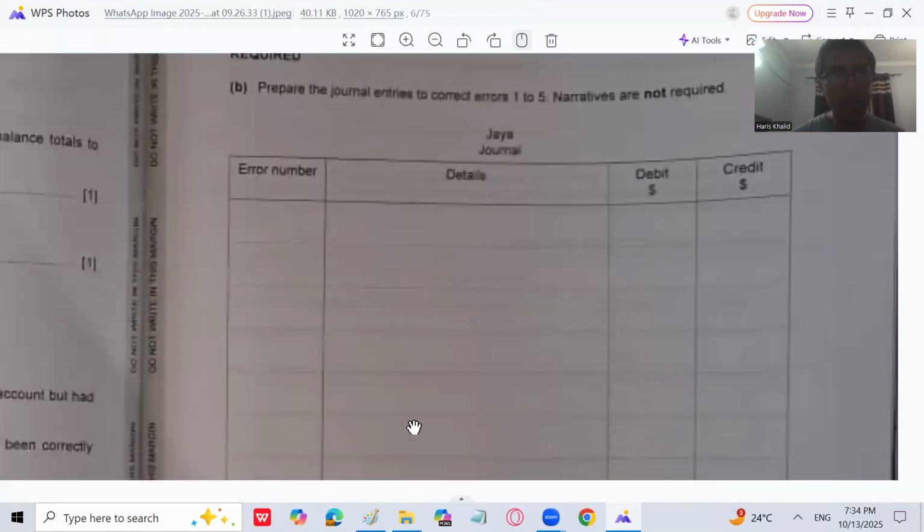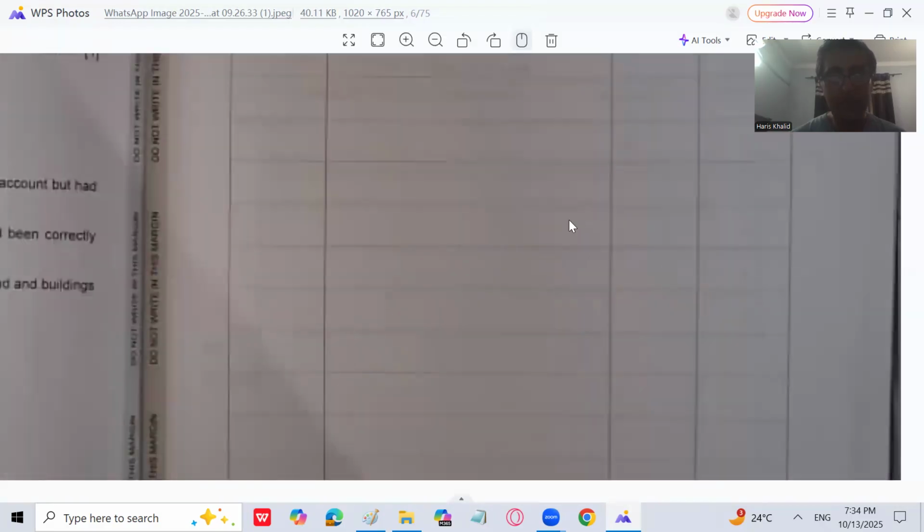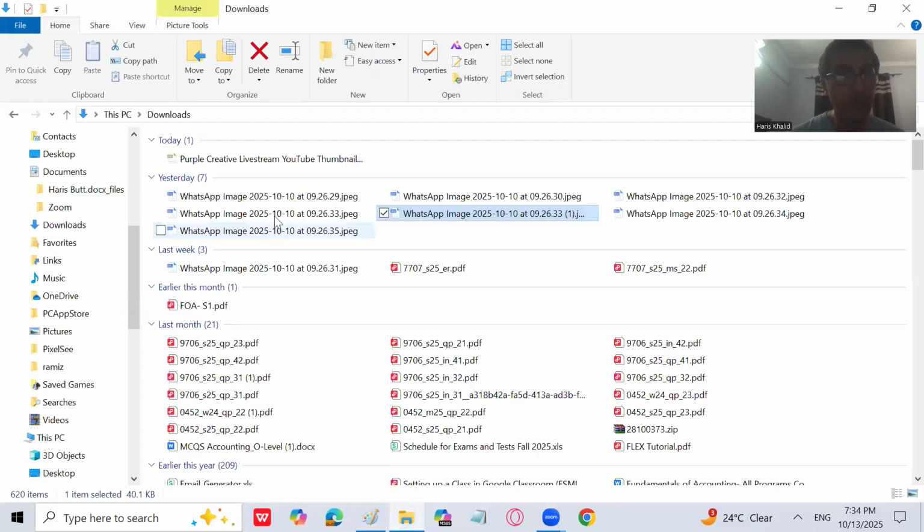Let's see. Prepare the journal entries to correct the errors. Narratives are not required, and we are done with that. And the marks assigned to this question is 9, right? So why are the marks 9? Let's discuss that also, because that is also important, that you should be able to analyze how the marks have been distributed in the particular section. So you may find it easy to understand things well.